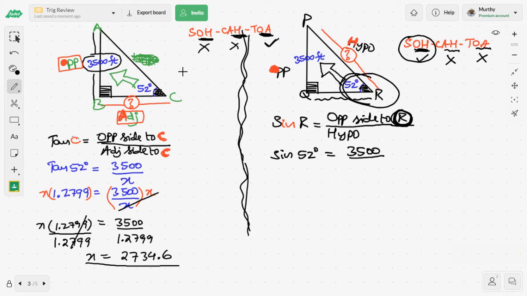Here it is missing, which is PR, or you can take X, as we have already taken X in the previous one, so let me take a variable. I'm pretty sure you can find the value of sine 52 using Desmos, and you can plug in the values and continue working on this. Okay, so let's go to the next page.